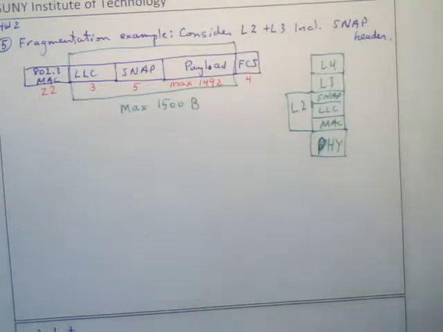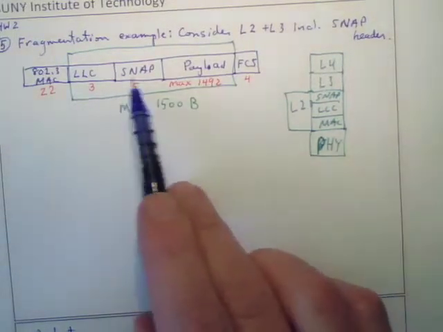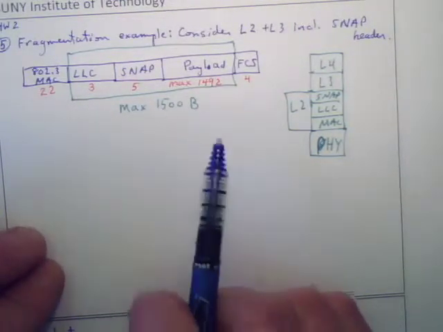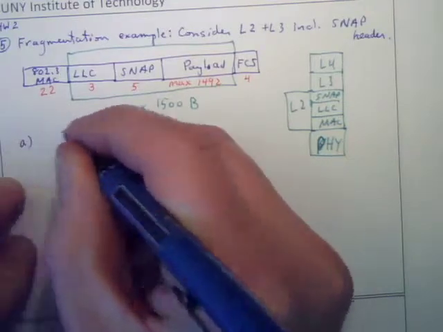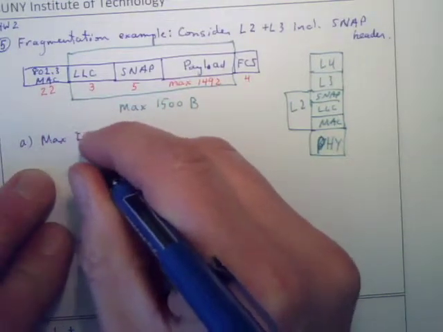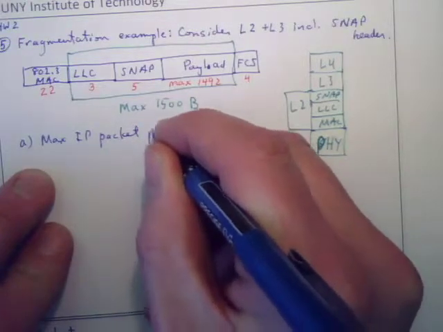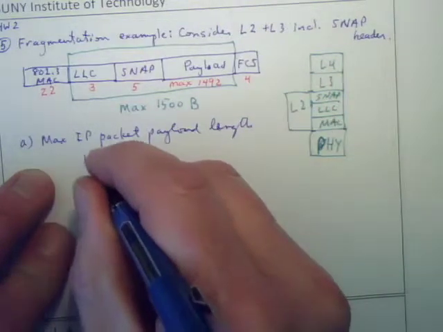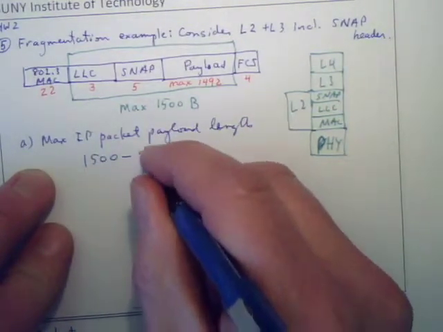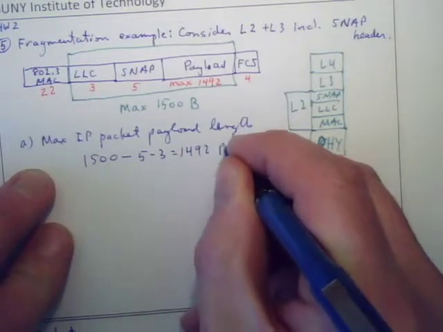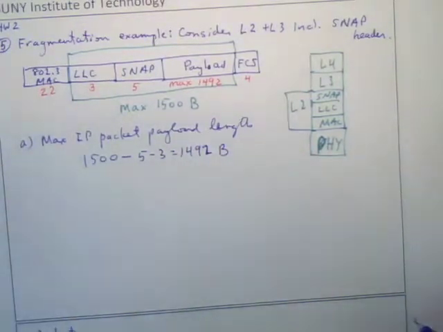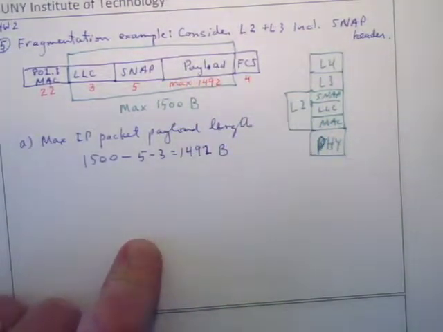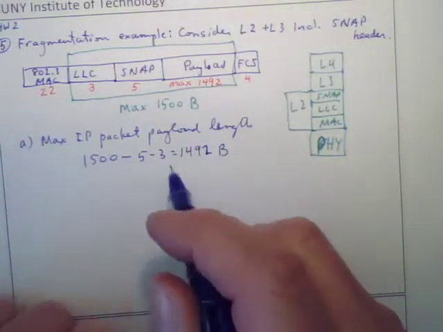Okay, so layer 2 has all 3 of these pieces in it. So part A asks, considering the LLC and the snap, what is the maximum length of an IP packet payload that can be accommodated in this frame? So part A is the max IP packet payload length is 1500 minus 5 minus 3, or 1492 bytes long. Okay, and this payload, this is the layer 3 piece, and so that includes the layer 3 header as well.